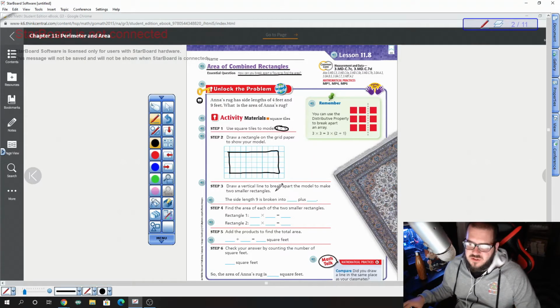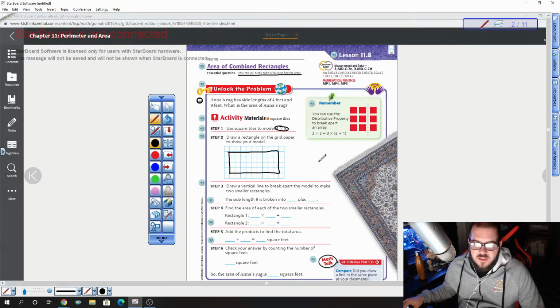They now want us to draw a vertical line to break apart the model to make 2 smaller rectangles. So we can draw a vertical line somewhere in the middle, something like this, through our shape. I now have 2 rectangle shapes. One is actually a square shape, but 2 rectangular shapes. And the side length 9 is broken into blank plus blank.